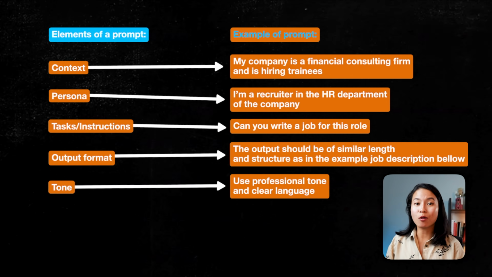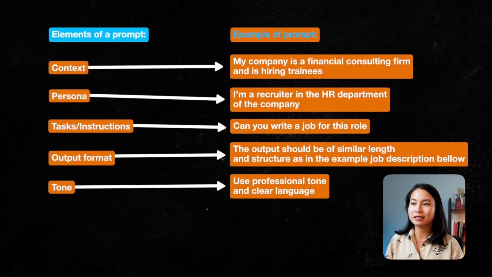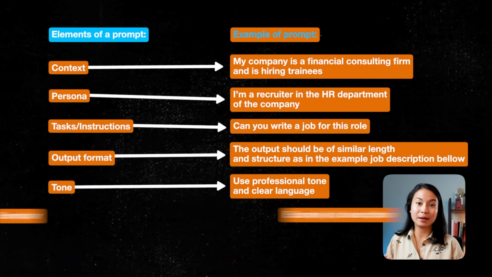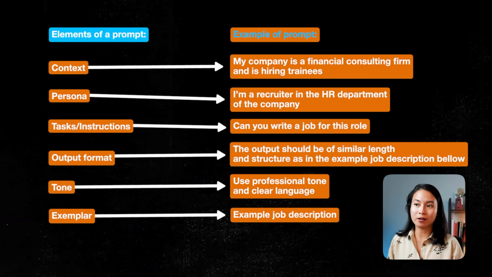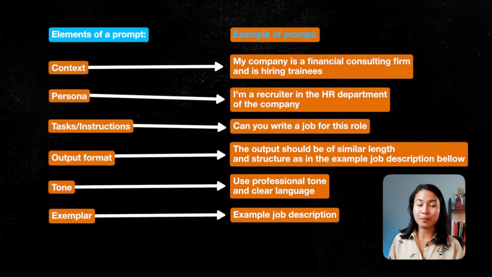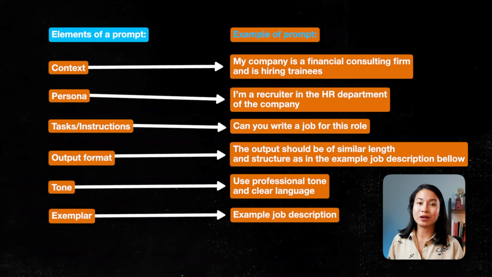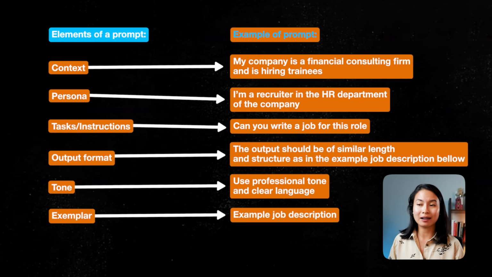And one really important thing that I think a lot of people miss is to provide some kind of exemplar or examples of the output that you want to achieve. With these examples, you can effectively illustrate what good output should look like for you.